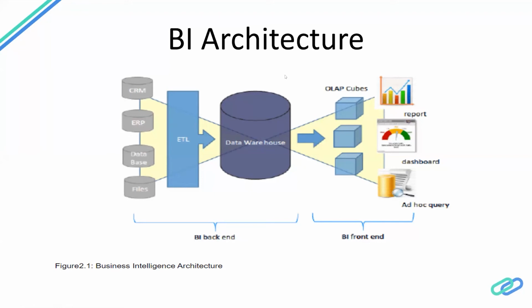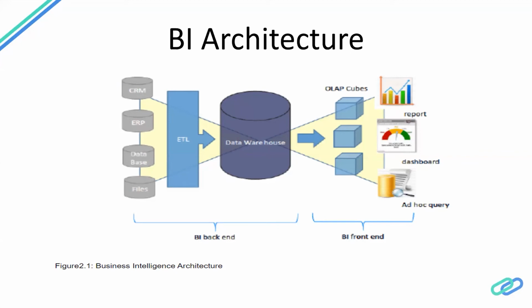Okay, so at the end you can see the reports, dashboard, and ad hoc query. So these are all the final output of the business intelligence system. Let's say the end user, the business user, will refer to these reports and dashboards, and they can query the system, and they will be able to get to know the insights of the data. So the final one is the end product which will be presented to the business.